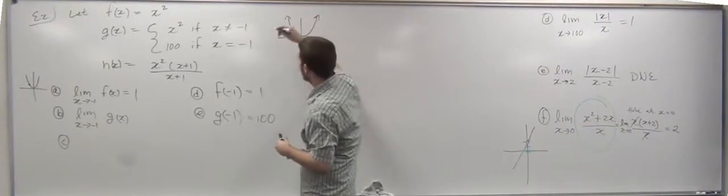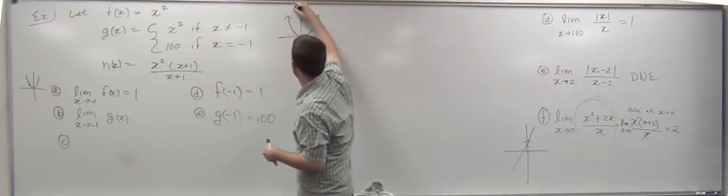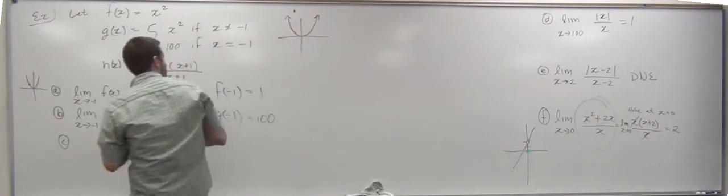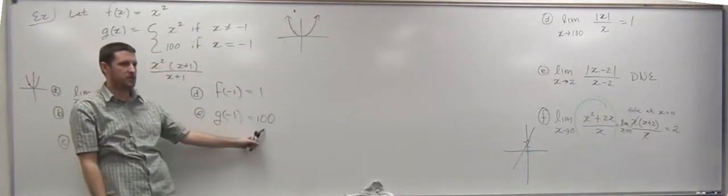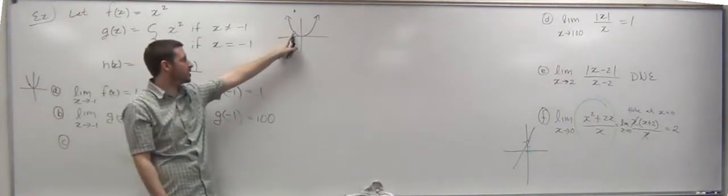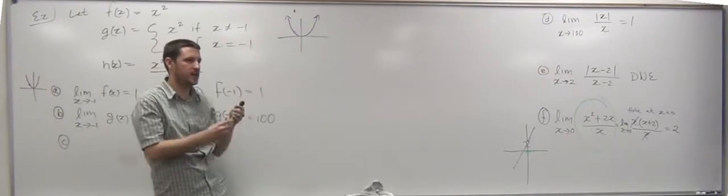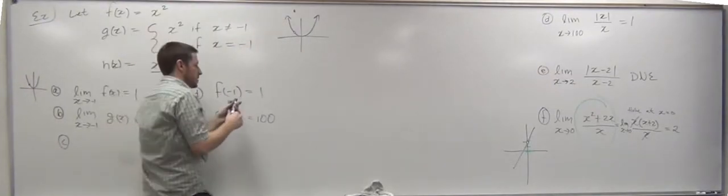I'm saying take out that point and at -1 put in 100, so way up here somewhere. So this extra point that I placed in manually is why g of -1 equals 100. But the limit doesn't care about that single point. The limit cares about the trend. The limit cares about what's going on all around x equals -1.